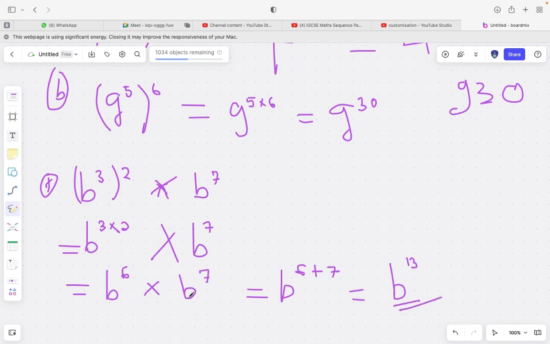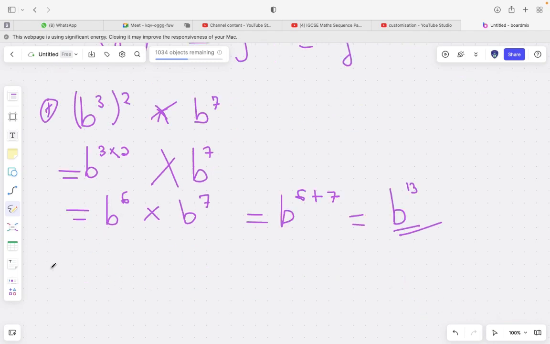Is that okay? Now let's quickly take a look at the second illustration. Let's say we have d. Okay, this is similar to... Okay, let's just do this. We have d to the power of 10.